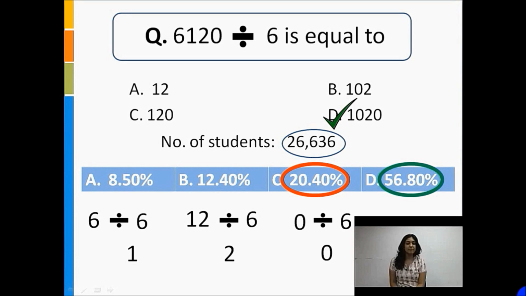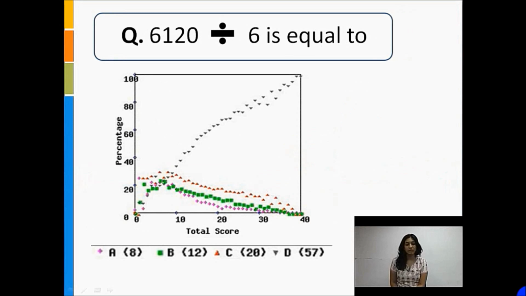They forget that there is a step between dividing 6 by 6 and dividing 12 by 6, where they must try and divide 1 by 6. The item response curve shown here depicts the pattern of student responses. Remember that in this case, option D is the correct answer and option C is the most common wrong answer.